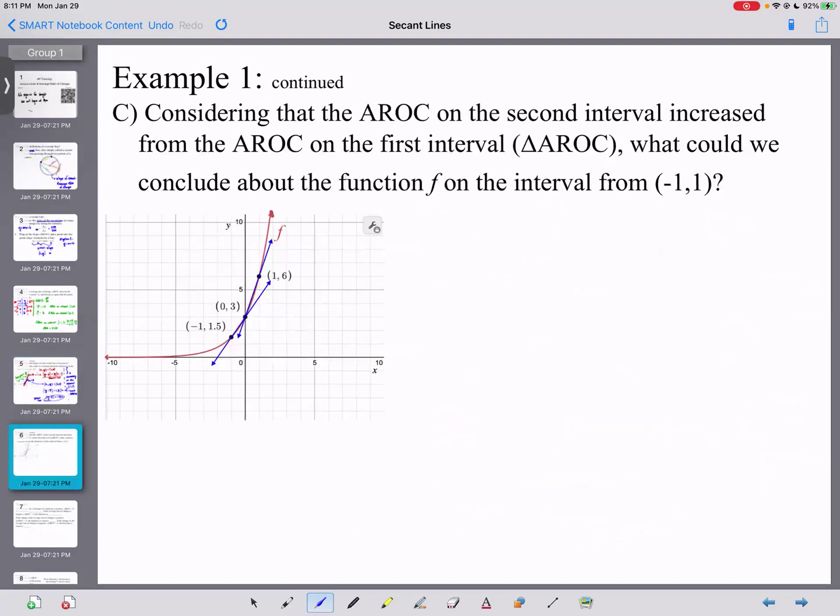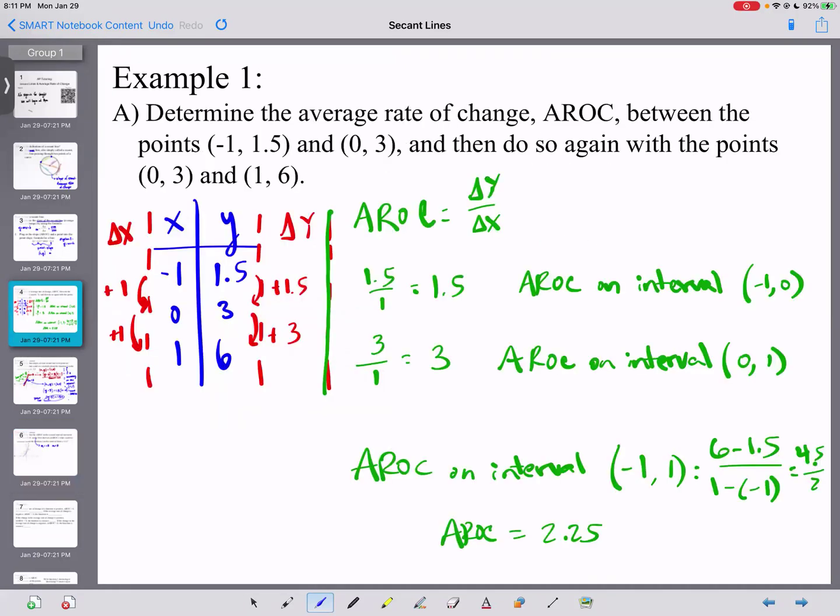So now part C, there was a second thing we determined. So here are my secant lines. I've added them on now for us. It says, considering the AROC on the second interval increased from the AROC on the first interval. What this means is, remember the first m we found, I'll just call it m1, was 1.5, and the second AROC we found was 3, way back on part A, right here. Here was my first, here was my second. I'll call this m1, and this was m2 there.